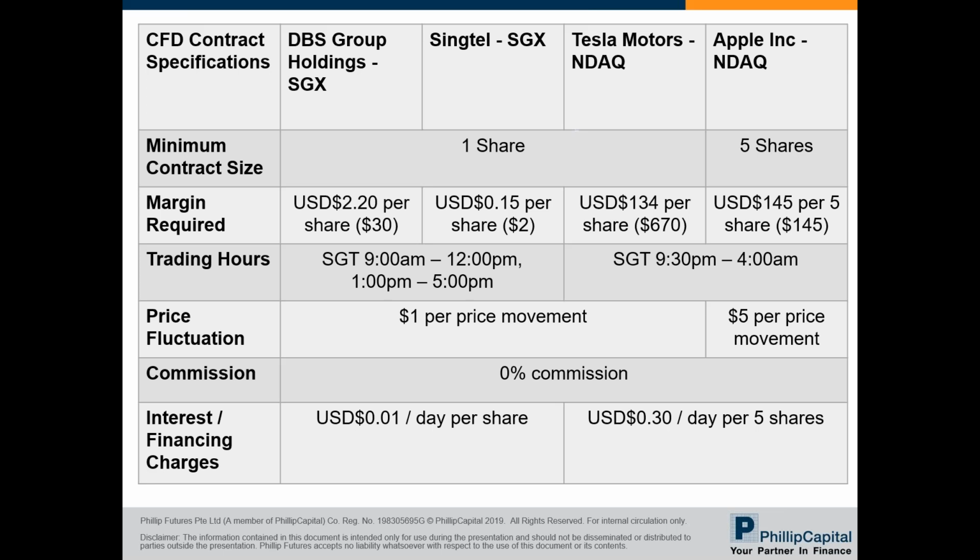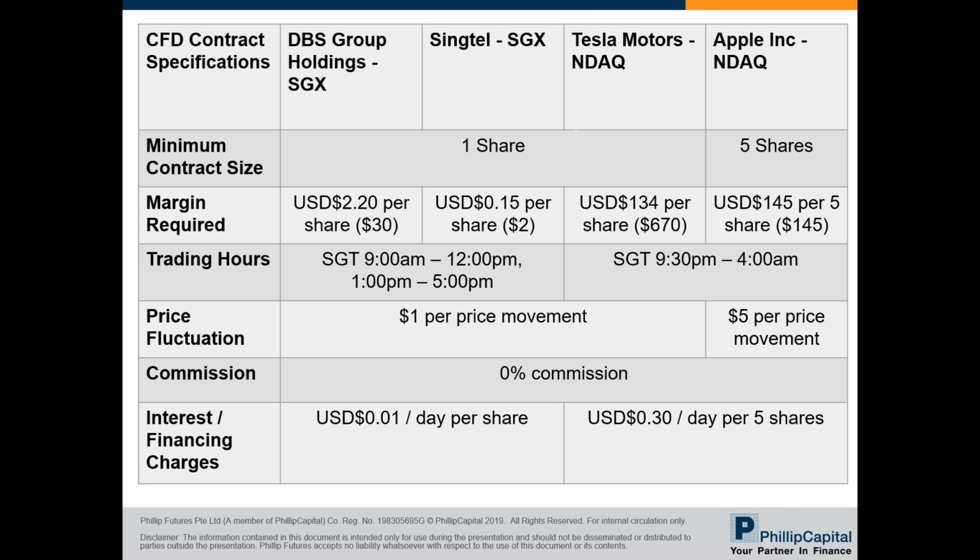So obviously for CFD, you will follow the SGX trading hours, same as if you were trading US shares, you follow US stock trading hours. So for Singapore, it would be 9 to 12 p.m. and then 1 to 5 p.m., with a 1 hour lunch break during the noon time. For US shares, it'd be 9:30 p.m. our time to 4 a.m. our time. And then it'll be moved 1 hour later when they don't do the daylight savings, so it'll be 10:30 to 5.